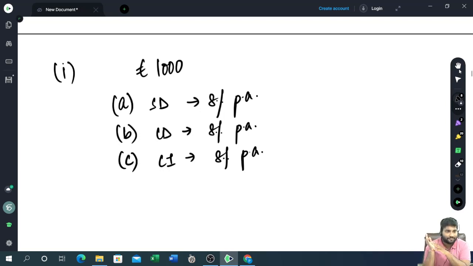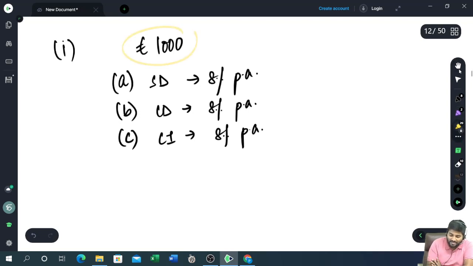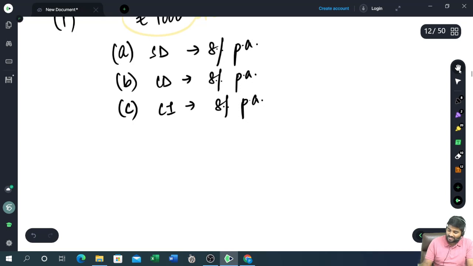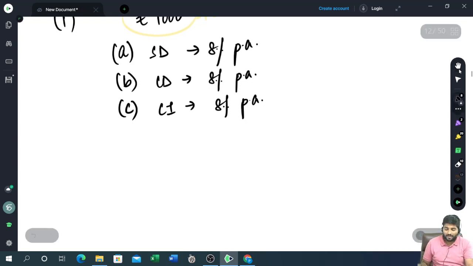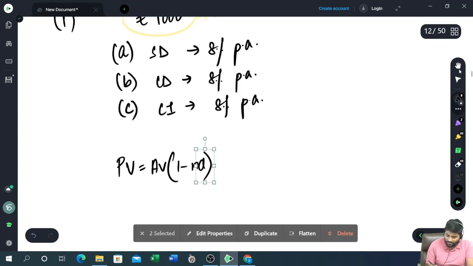Okay? So now see, this is basically present value. We have present value. We need to calculate the accumulation factors, and we need to calculate the accumulated value after 5 years. So let's start. Simple discount. What is the formula for simple discount? Present value is equal to accumulated value times (1 minus nd). Okay, 1 minus nd.